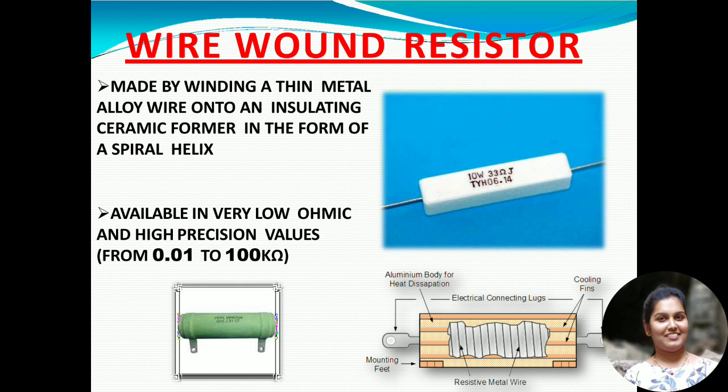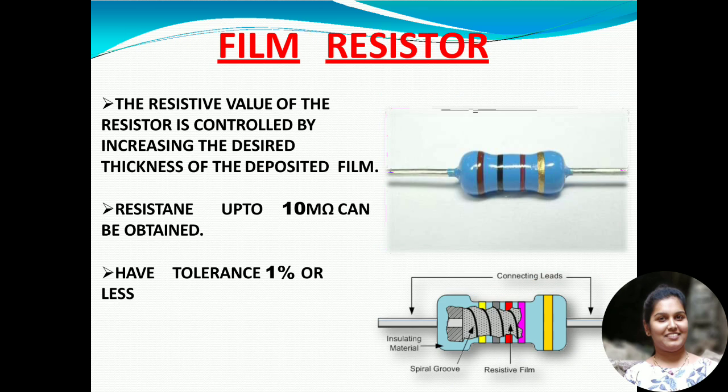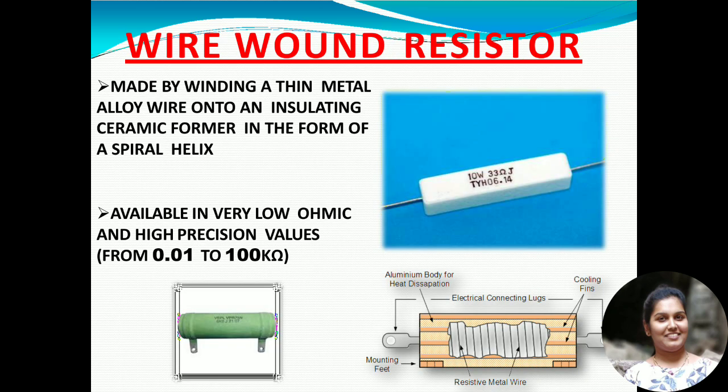Okay, so in this diagram you can see, starting, two connecting terminals. Next you can see a resistive metal wire which is wound on the insulating material. The white one is nothing but the insulating material, the ceramic former, on which the resistive metal wire is wound. The amount of wire that we wind will decide the value of the resistor. Okay, so this is all about wire wound resistor.